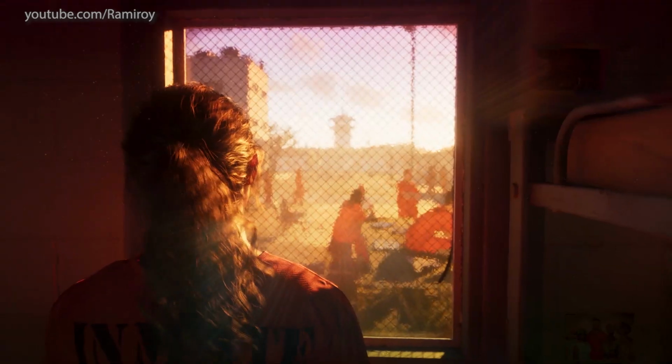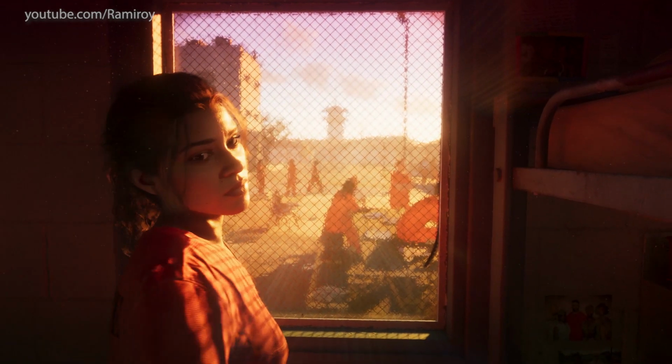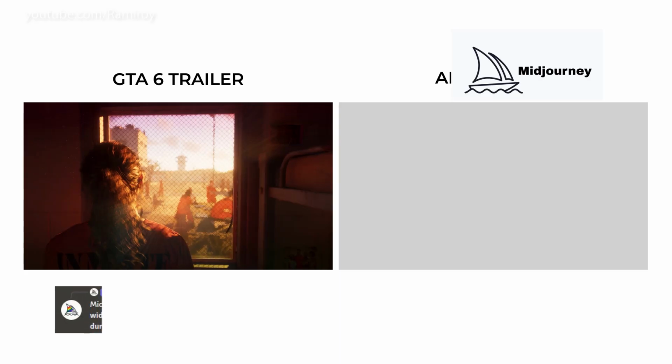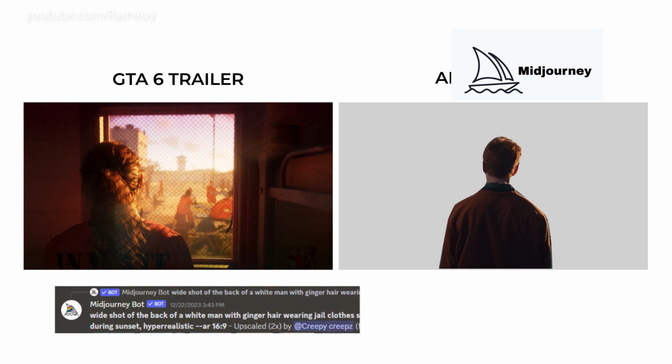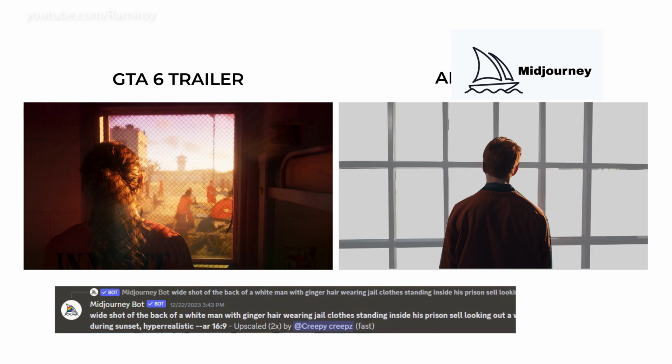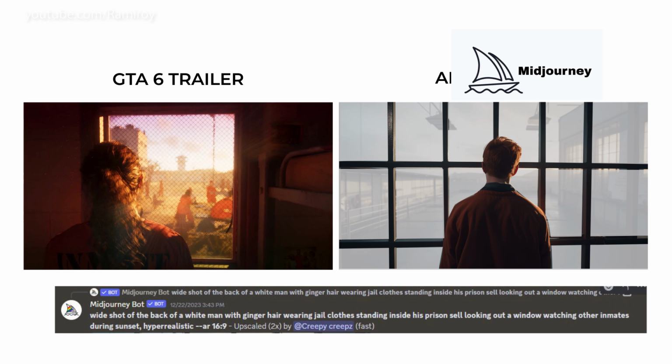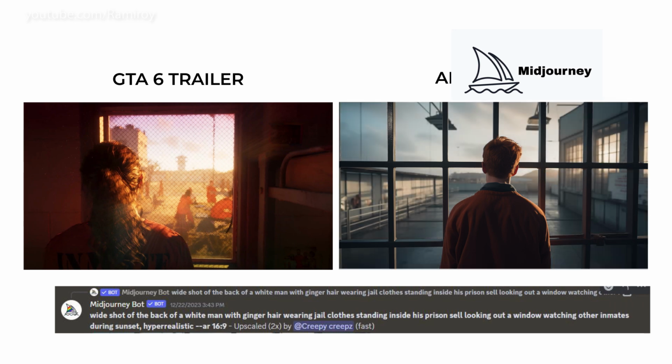I replicated the first scene shot for shot. For example, for this shot of Lucia facing the window inside a prison cell, I wrote, white shot of the back of a white man with ginger hair wearing jail clothes standing inside his prison cell looking out a window watching other inmates during sunset. And I ended up with this one.